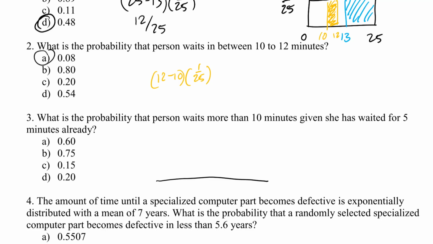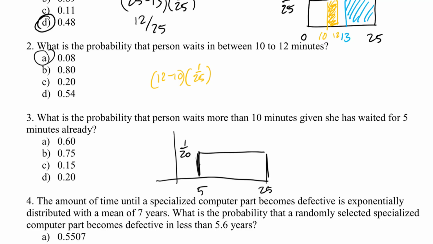So now that means then we can't go from 0 to 25 anymore. We can only go from 5 to 25 because she's already waited 5 minutes. Okay, so that also means then that the height of my rectangle has changed because this rectangle is not length 25 anymore, it's length 20, right? And remember, the area has to equal 1.